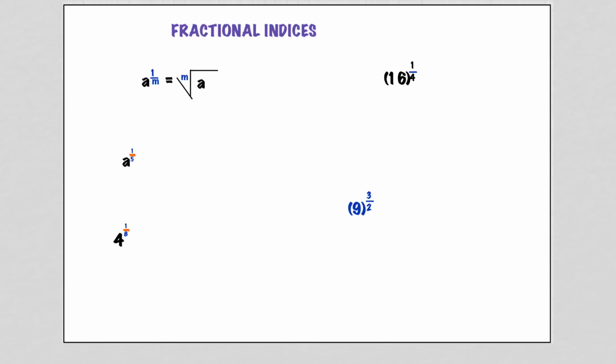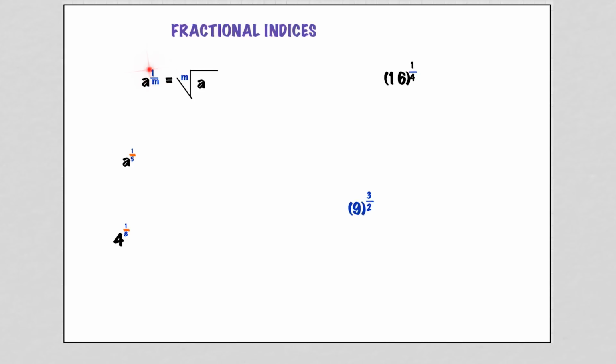The last one in indices is fractional indices. This is one of the most difficult topics in indices questions. So please pay full attention when I'm explaining and doing these questions for you guys.